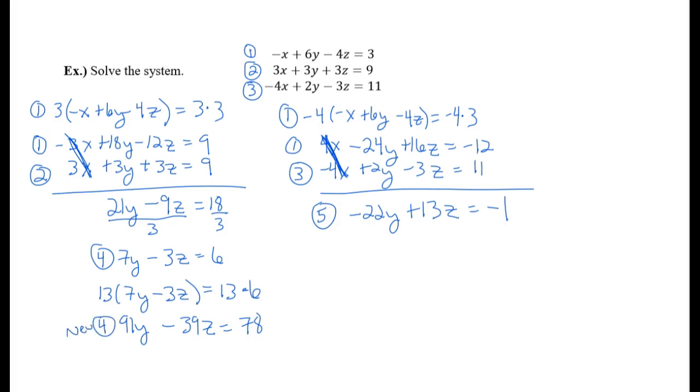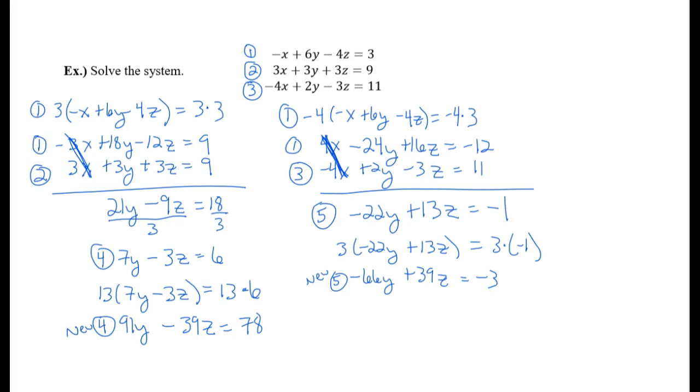If it helps, I'm going to write a new one there. And then I'm going to take equation 5. I want this z to become a positive 39, so I have to multiply both sides of the equation by 3. So 3 times my negative 22y plus 13z equals 3 times my negative 1. 3 times negative 22 is going to give me negative 66y, and plus 39z equals negative 3. This is my new equation 5.